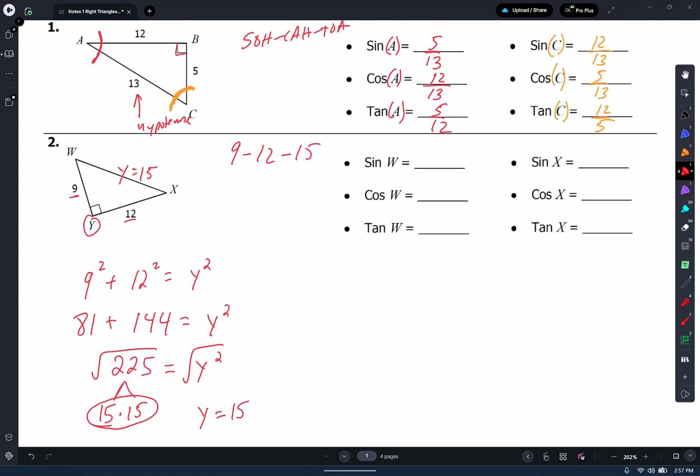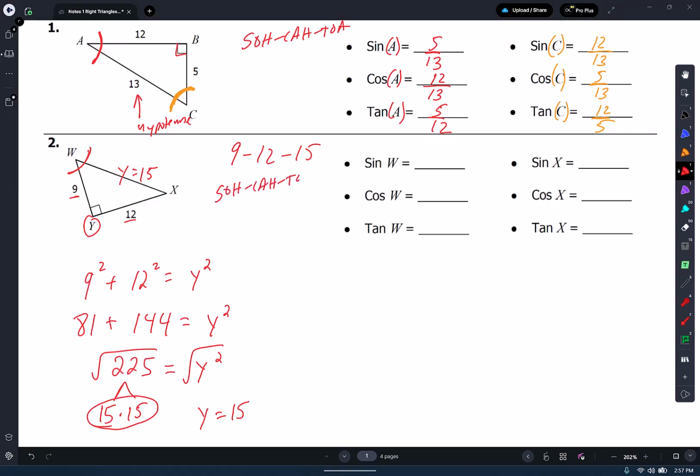Okay. All right, sine W. I'm going to exaggerate the W there. I'm going to write SOHCAHTOA again. Don't worry, we're almost done. And I'm going to write sine. So it says sine W. So sine is opposite over hypotenuse. So what am I going to write? 12 over 15.